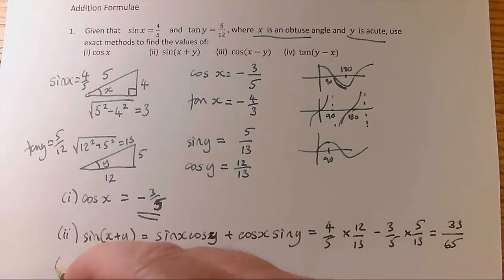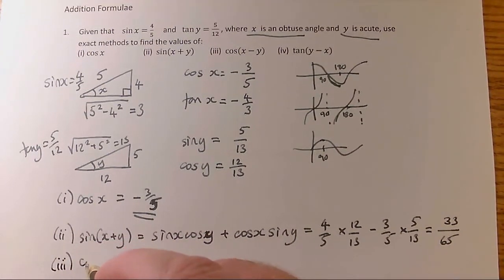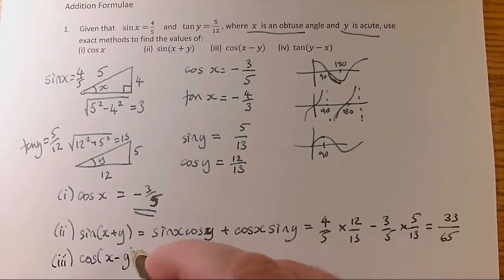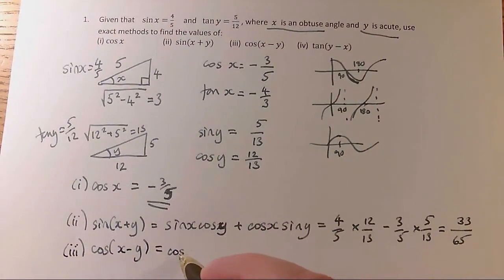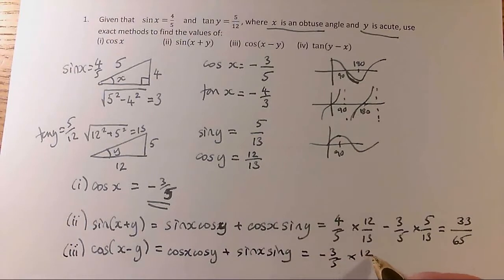And then in part 3, we need to do cos of brackets x minus y. And your formula book tells you that this is cos x cos y plus sine x sine y. So we do those multiplications. So that is going to equal minus 3/5 times 12/13ths plus sine x was 4/5 times sine of y was 5/13ths. So again, it's going to be over 65, and we've got minus 36 plus 20, so it's minus 16 over 65.